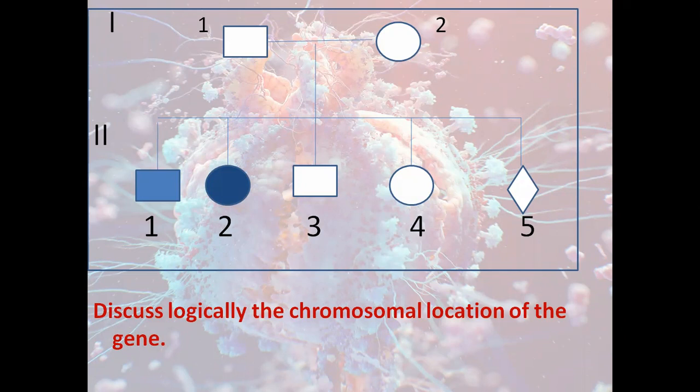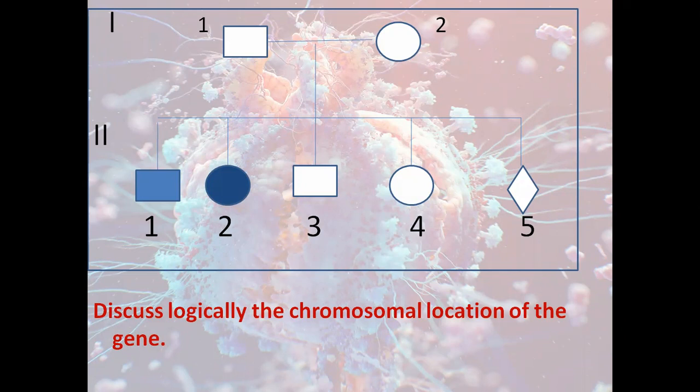These are very important. So I'm going to deal with this quiz as I would with grade 12 students. Here, discuss logically the chromosomal location of the gene. First of all, I don't know if the allele is dominant or recessive. Second, I don't know what the symbols of the allele are. Then I have to move to discuss the chromosomal location. So you have to pay attention to these. For example, you can't start without saying whether the allele is dominant or recessive, and without giving the symbols.